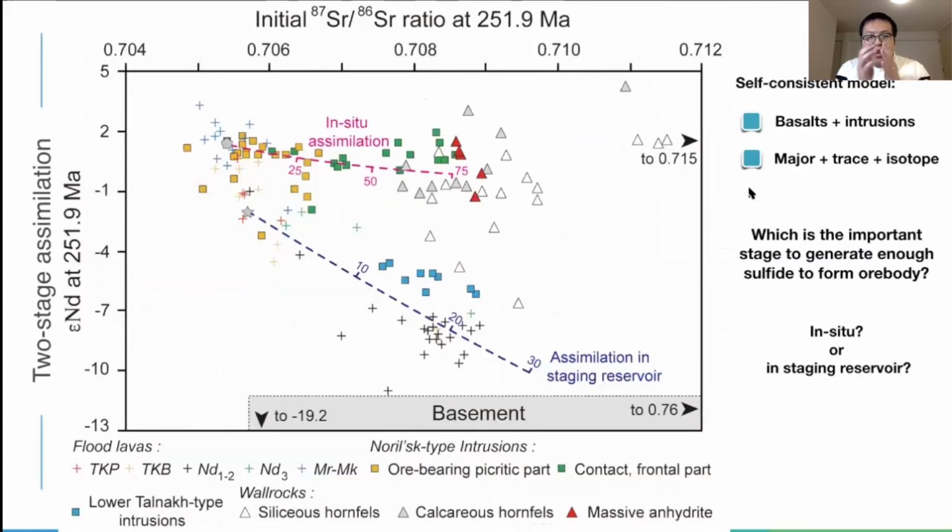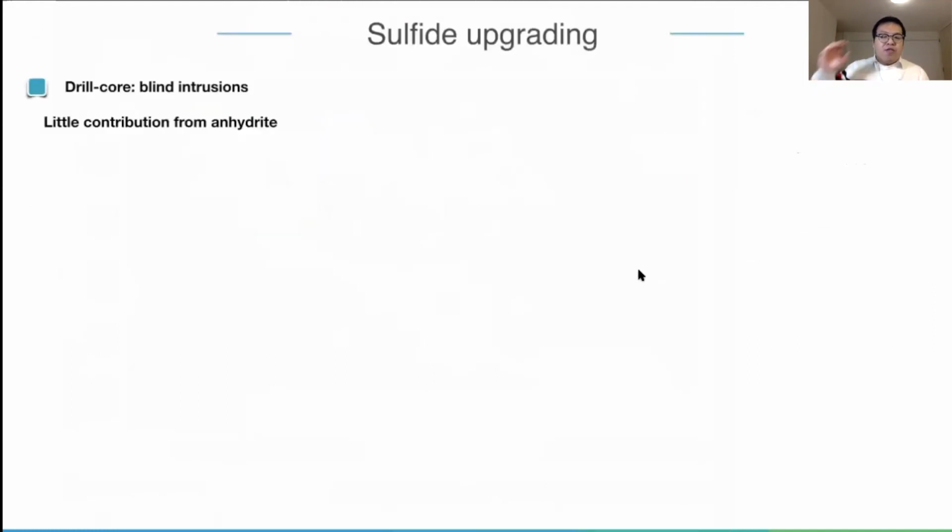So, in my opinion, there are two stages of assimilation in this story. The first is assimilation in the magma chamber at depth, and then there is the emplacement, and there is some in-situ assimilation here. Both assimilations can drive the sulfur segregation, but the most important stage is the one that produces enough sulfide to form the ores. From here, I think firstly, because the intrusion is split and there's not much magma to do the interactions.